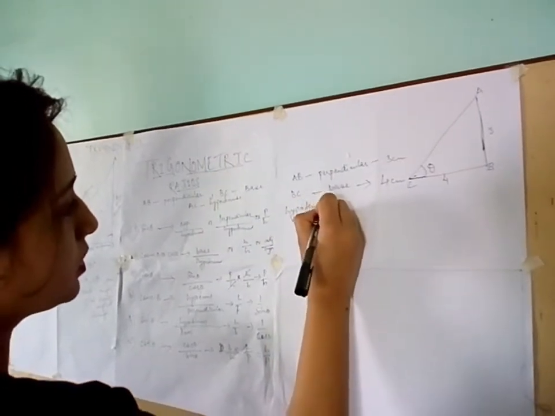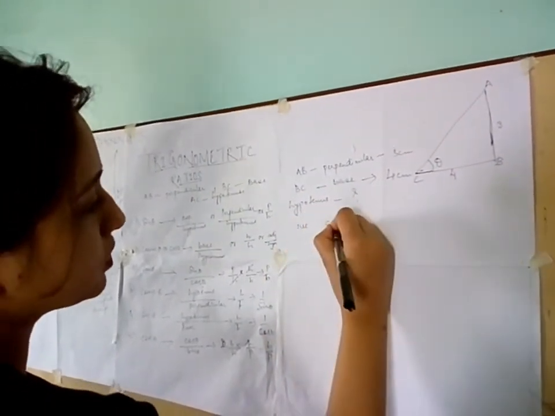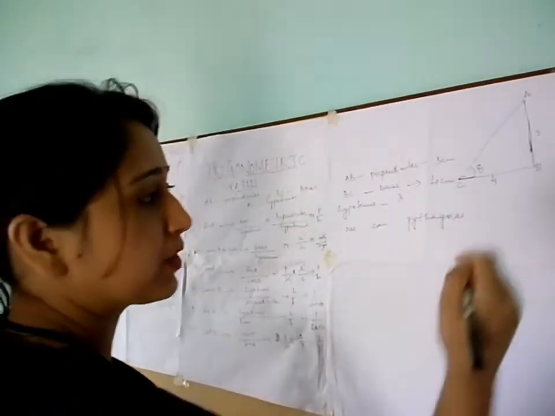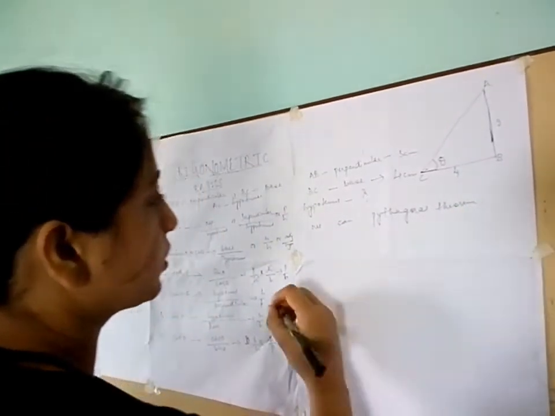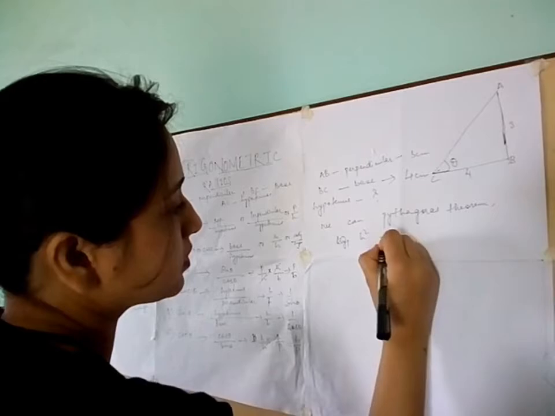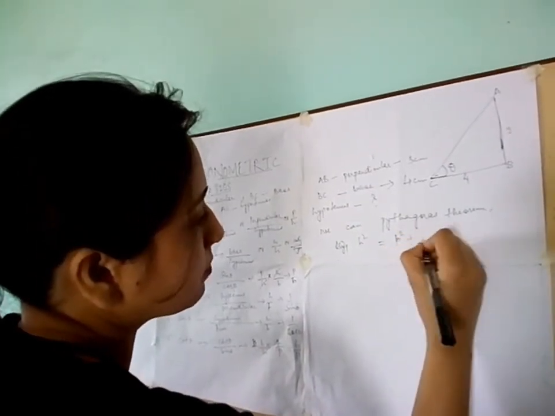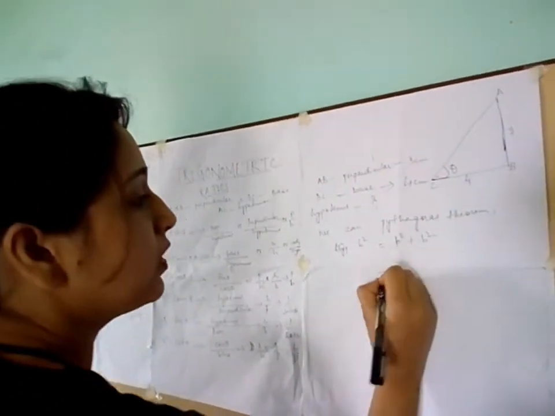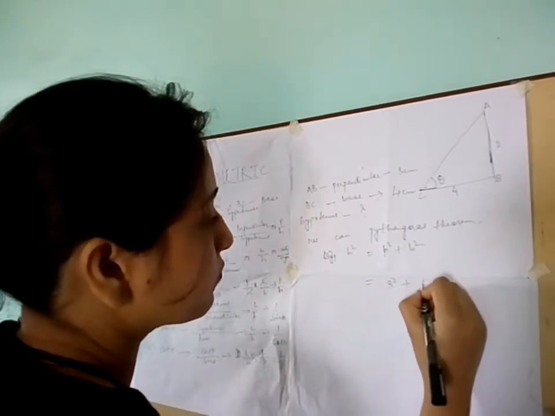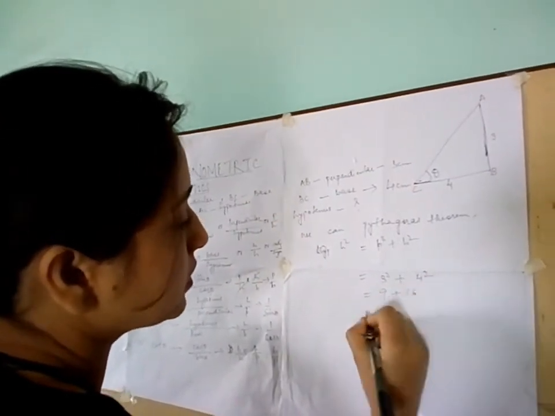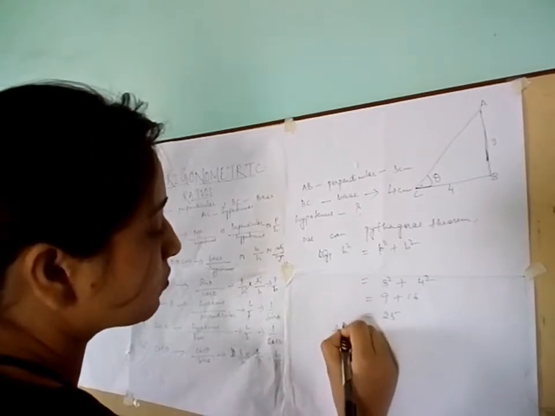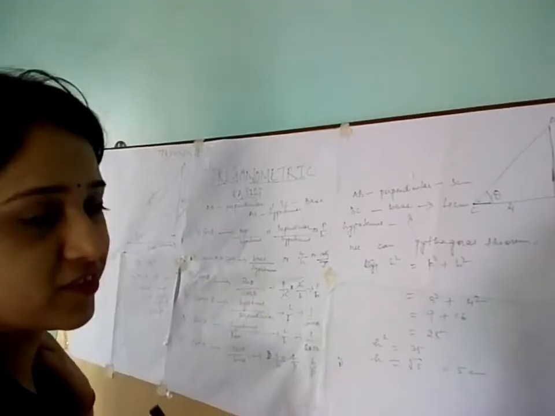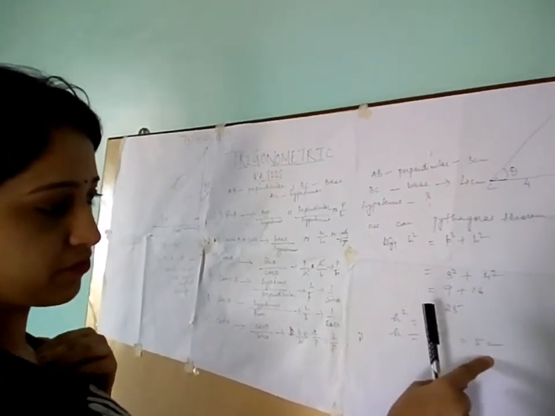Hypotenuse is not given, so we can use here Pythagoras theorem. We all know about Pythagoras theorem. Its formula is hypotenuse square is equal to perpendicular square plus base square. So our perpendicular is 3 square, base is 4 square. So the answer 9 plus 16 is equal to 25. So our h square is equal to 25. Then h will be 5 centimeter.